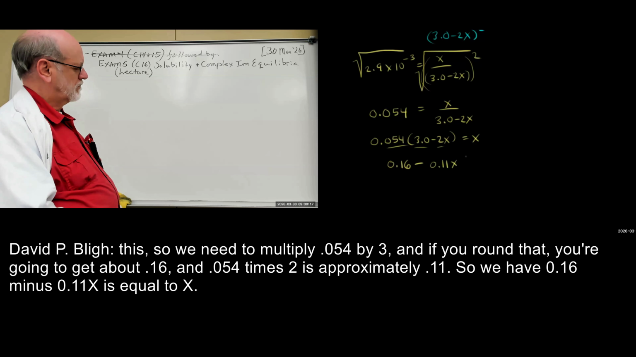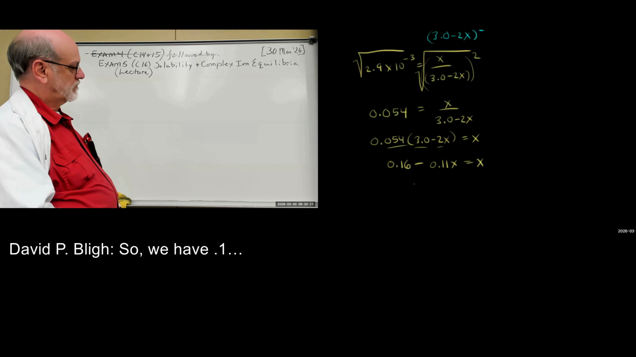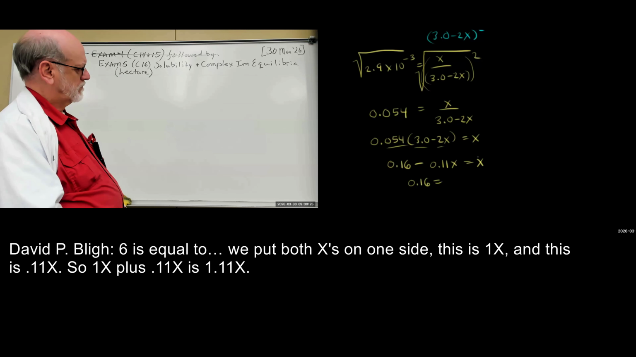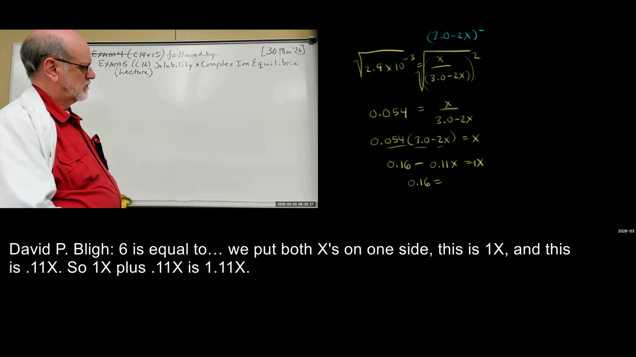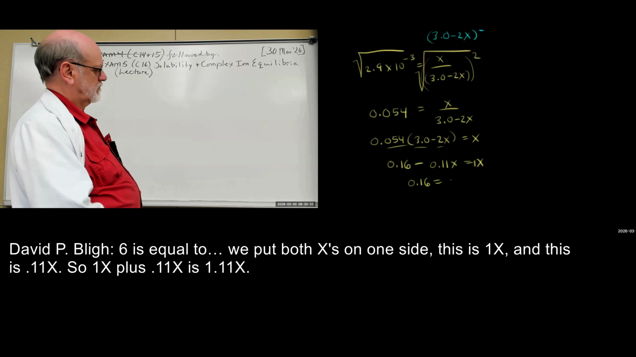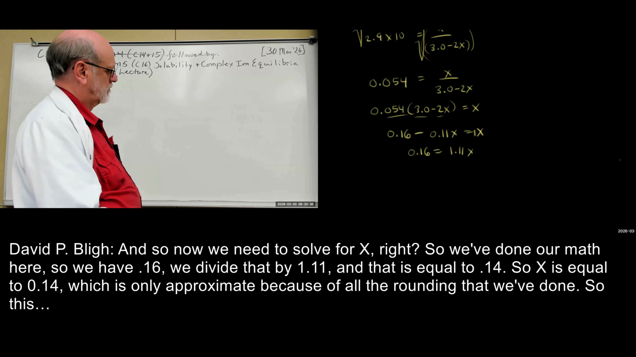So we have 0.16 minus 0.11x is equal to x. So we have 0.16 is equal to, we put both x's on one side. This is 1x, and this is 0.11x. So 1x plus 0.11x is 1.11x. And so now we need to solve for x.